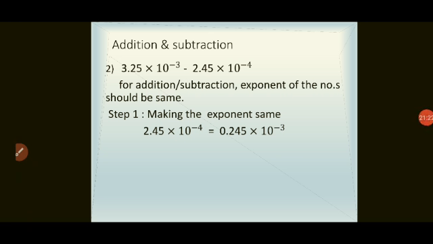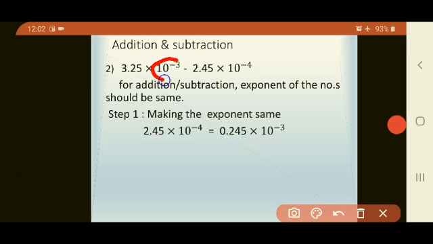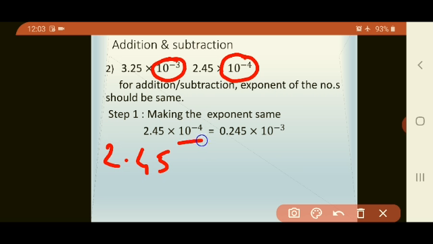Now the next example is of subtraction. Again the same numbers but only the powers are different: 10 to the power minus 3 and 10 to the power minus 4. So again the same rule for addition and subtraction, the exponent of the numbers should be same. So making the exponent same. Now here we have to increase the power by 1. So 2.45 should be converted from 10 to the power minus 4 into minus 3.